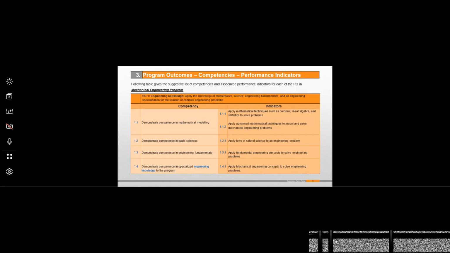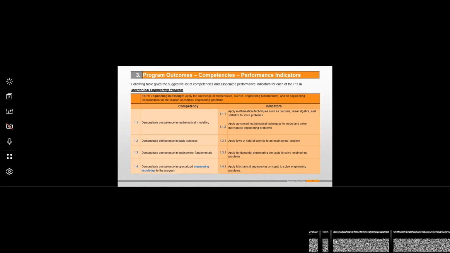Demonstrate competence in mathematical modeling, demonstrate competence in basic sciences, demonstrate competence in engineering fundamentals, and demonstrate competence in specialized engineering knowledge to the program. All these things are taken from the basic definition of the engineering knowledge, right? So for these, that means the student should be able to perform all these 4 competencies.